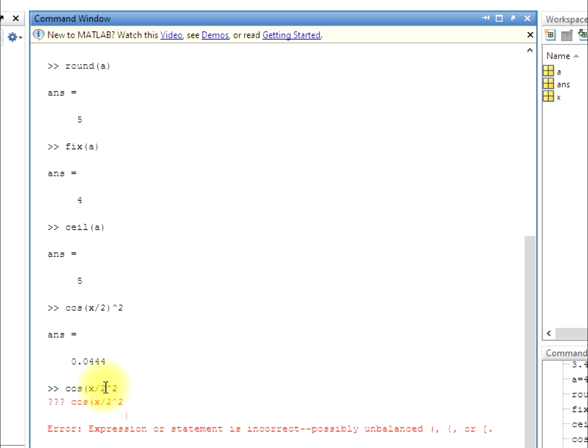So that was all about the command window. In the next video I will be taking you toward the editor section and will be telling you how to write programs, run them in the command window, and how to input data from here and take output here.